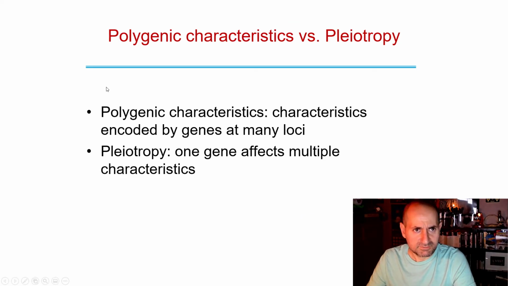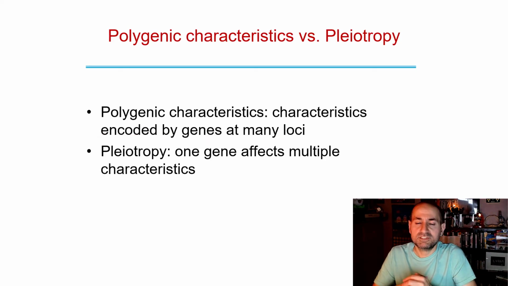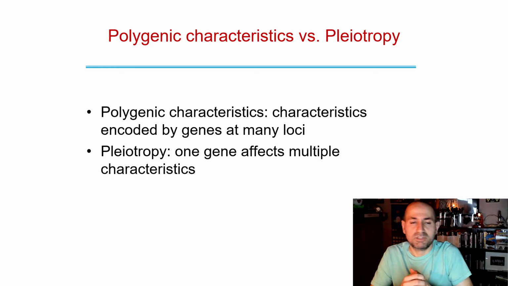All right, I believe this is the last concept of the chapter: polygenic characteristics versus pleiotropy. Polygenic characteristics, simply put, are characteristics encoded by genes at many loci. So for example, people often ask me, Dr. D, what's the gene for height? Like my brother's 6'5" and I'm only 5'5". What happened there? What gene did I not get?